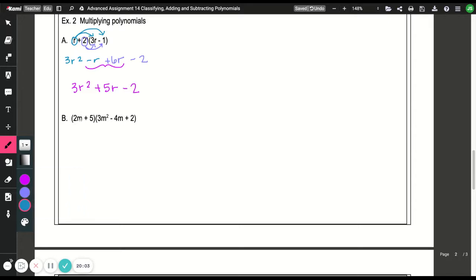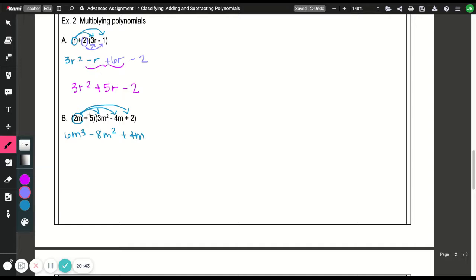So I'm going to start with the first term, the 2m, and distribute it through. For the first term, 2 times 3 is 6. And then we get m to the, remember you add exponents. So there's a 1 here, and then 2 more, m to the third. 2m times negative 4. 2 times negative 4 is negative 8. M to the second, because you add exponents, 1 and another 1. And then 2m times 2 is 4m.